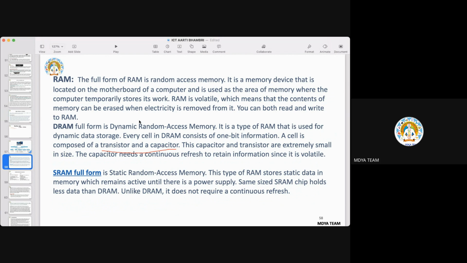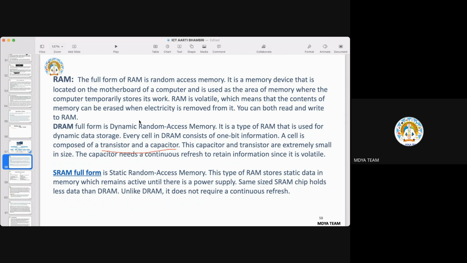Now this capacitor and transistor are extremely small in size. In a small IC, there are thousands of transistors and capacitors. Now, the more compact it is, or the more the number of transistors and capacitors increased in a small chip, the faster your system is. The faster the functioning of your computer is.